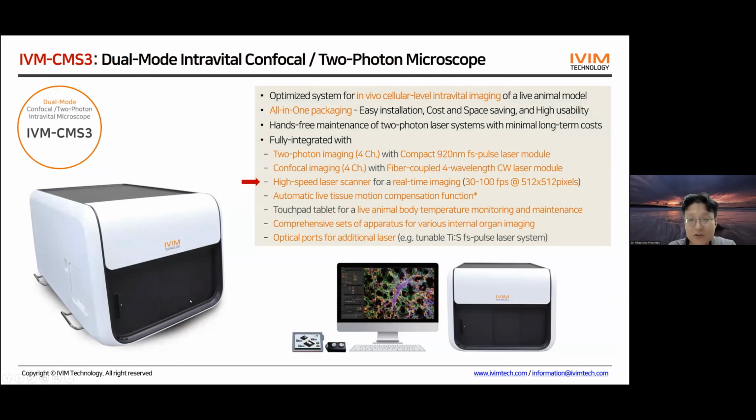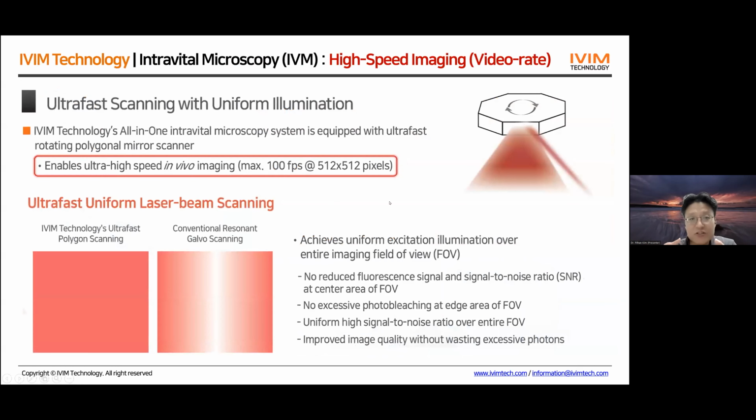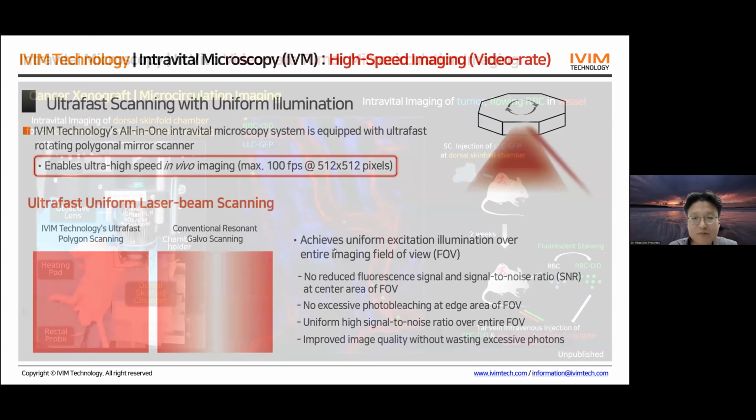Another unique feature of this two-photon microscope is that it is equipped with a high-speed laser scanner for real-time imaging. With 512 by 512 pixels per frame, we can obtain 30 frames per second in default mode, and you can increase the speed up to 100 frames per second. By using this unique rotating polygon mirror scanner, we can achieve this very high speed. I don't want to go into too much detail.